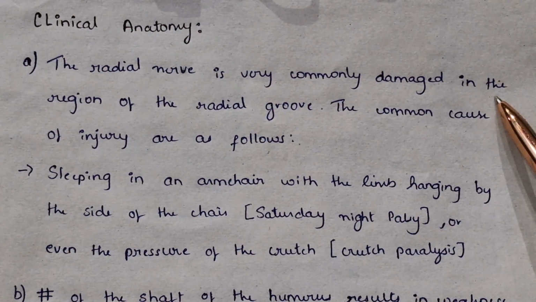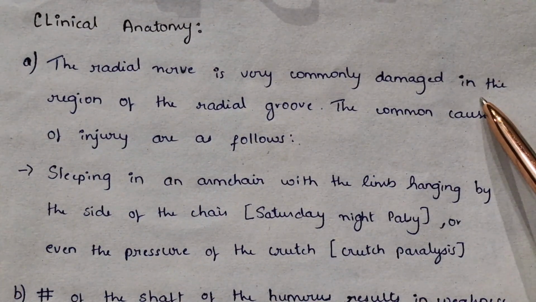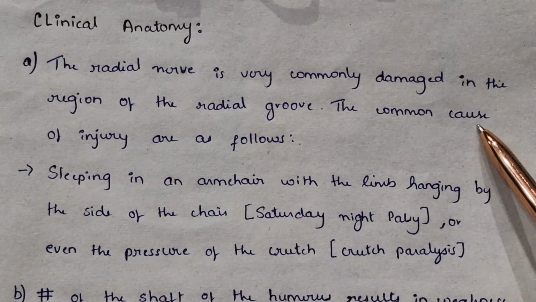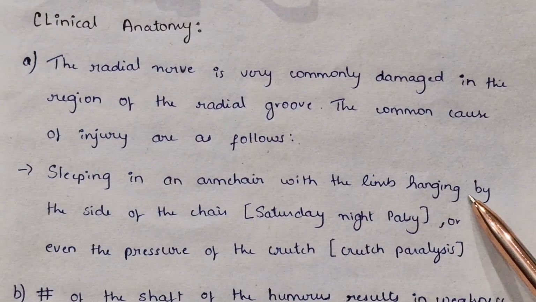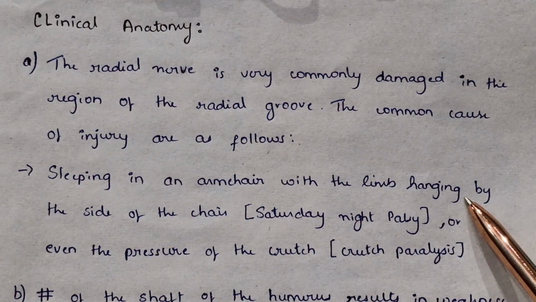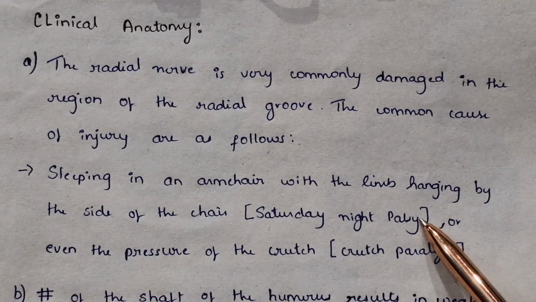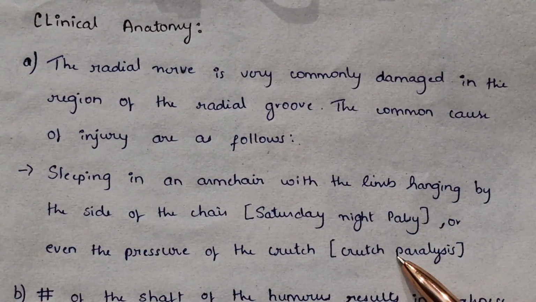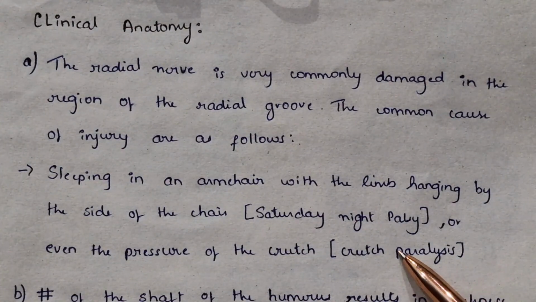The radial nerve is very commonly damaged in the region of the radial groove. The common causes of injury are as follows. Sleeping in an armchair with the limb hanging by the side of the chair, also called Saturday night palsy, or even the pressure of the crutch, called crutch paralysis.